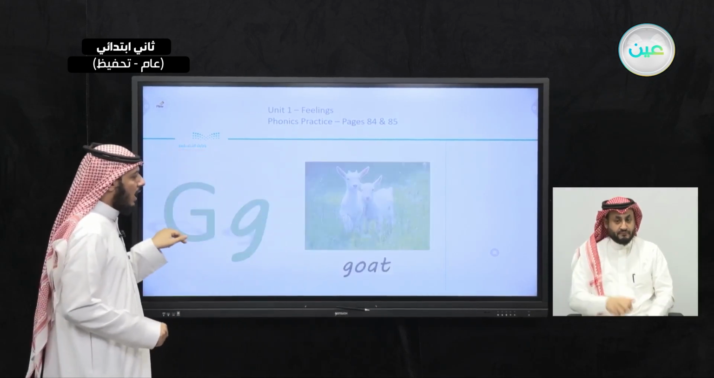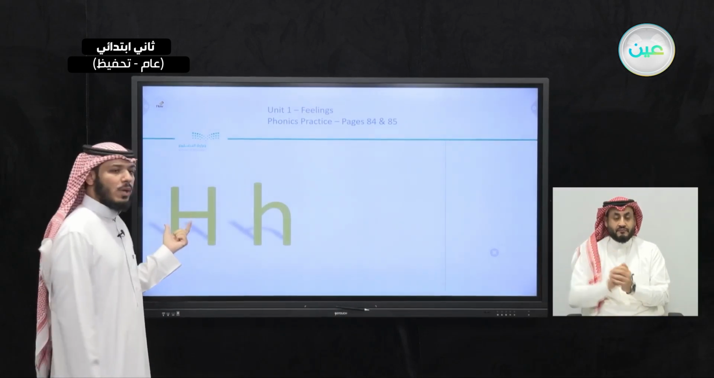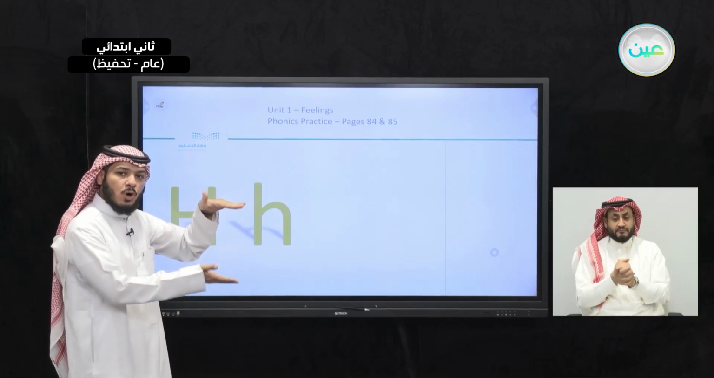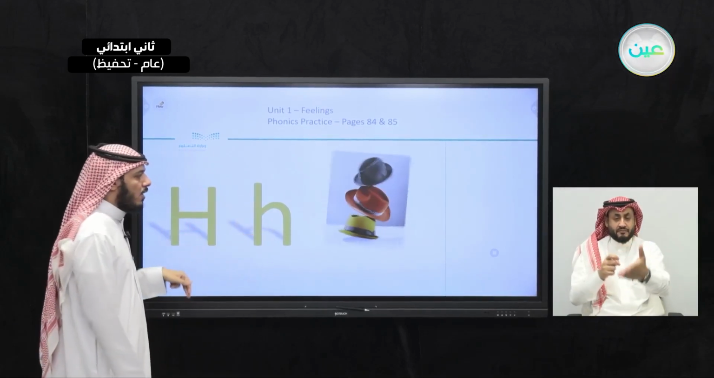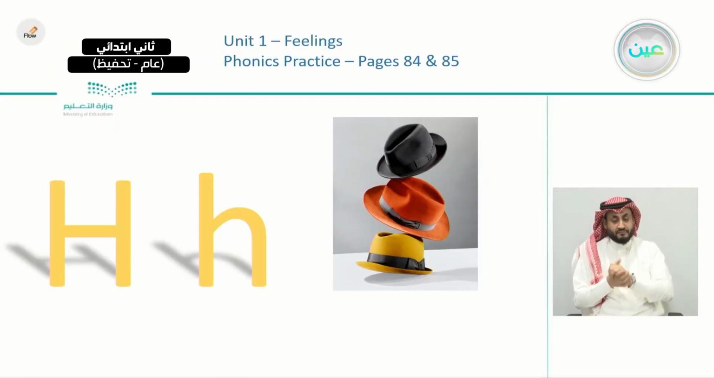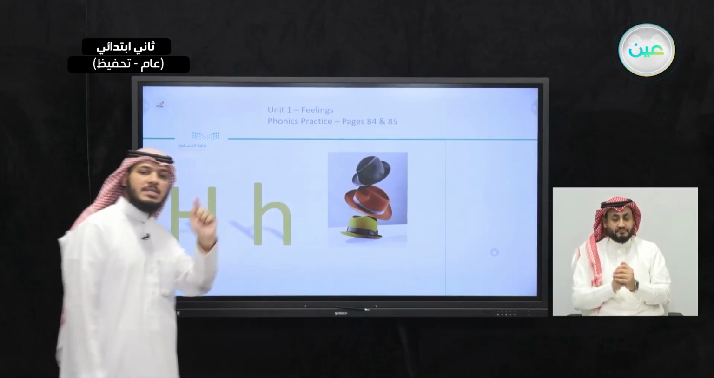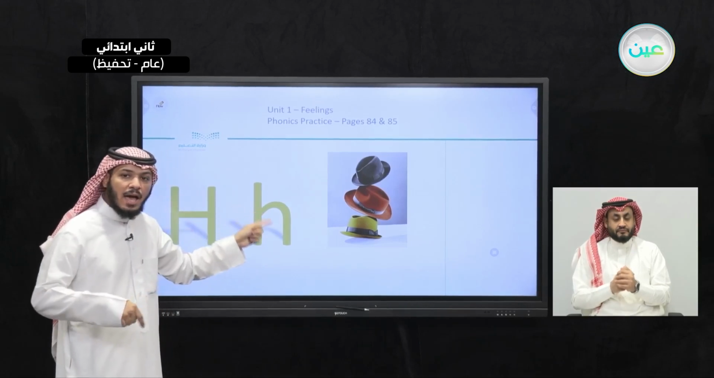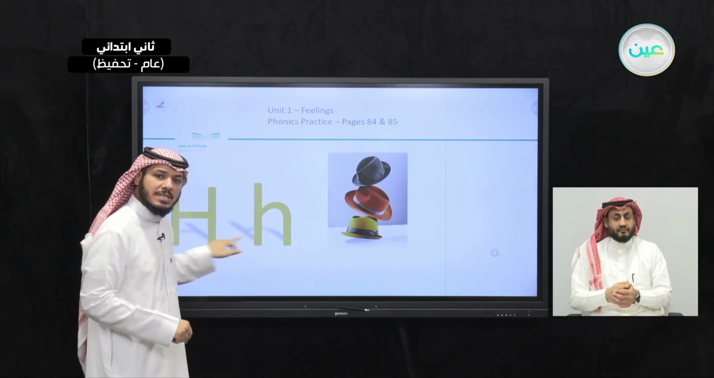Perfect. What about after G? We have H. Yes, that's right. We have H in capital and H in small. Capital H, small h. Can you tell me what this is? Yes. Perfect. It is hat. Let's say it together. So H says hat. Perfect. So again, H says hat.